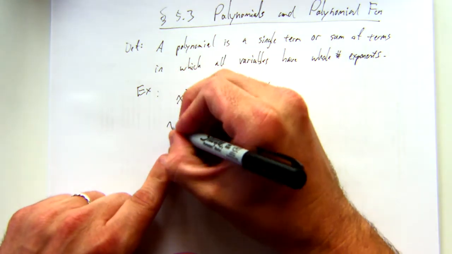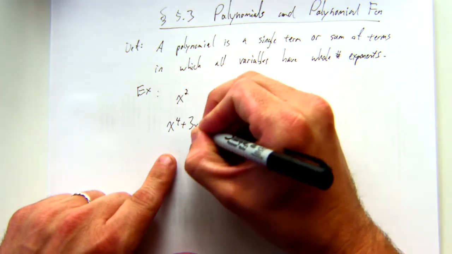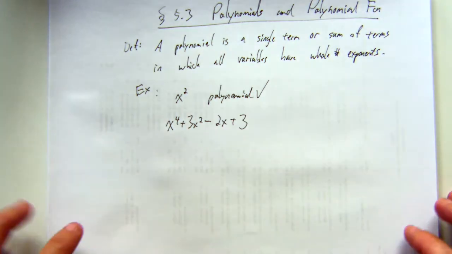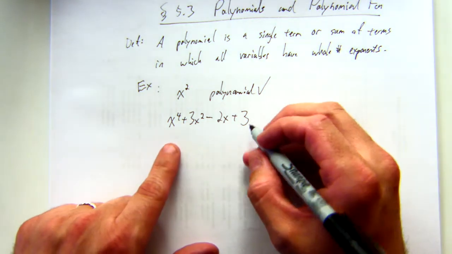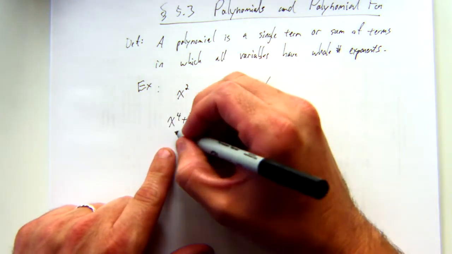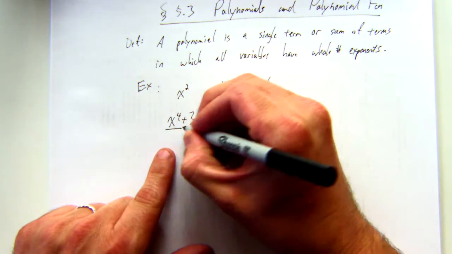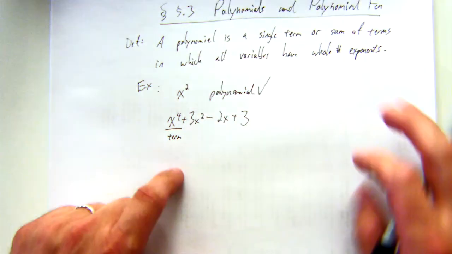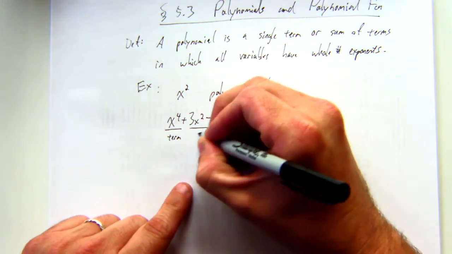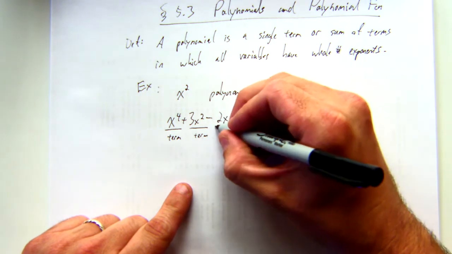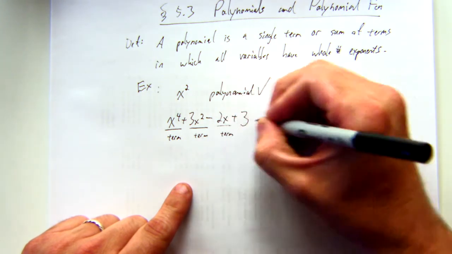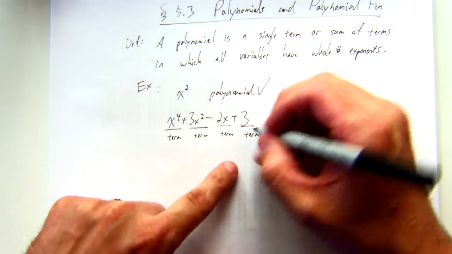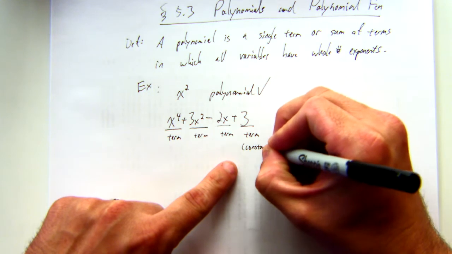What about x to the 4th plus 3x squared minus 2x plus 3? Okay, so one of the things to note, and I talked a little bit about this the other day, is that anything separated by addition or subtraction are terms. 3x squared is a term. Negative 2x is a term. And then 3 is also a term. We call this 3 here without a variable a constant term.